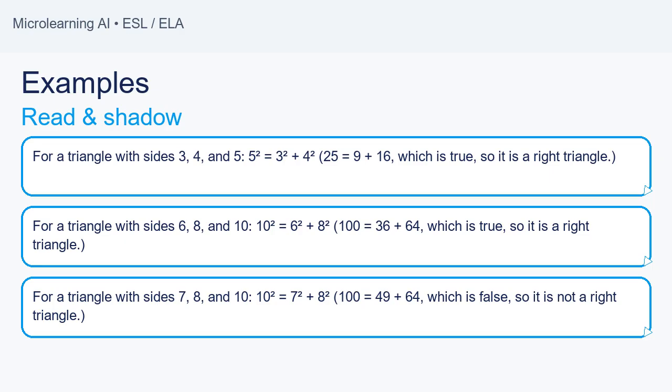For a triangle with sides 7, 8, and 10, 10 squared equals 7 squared plus 8 squared. 100 equals 49 plus 64, which is false, so it is not a right triangle.